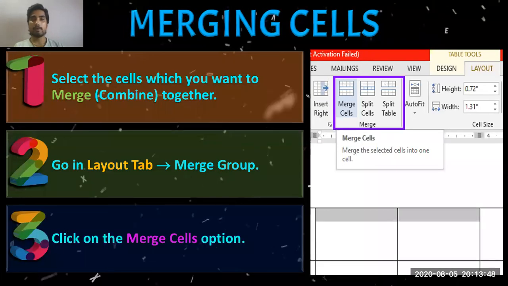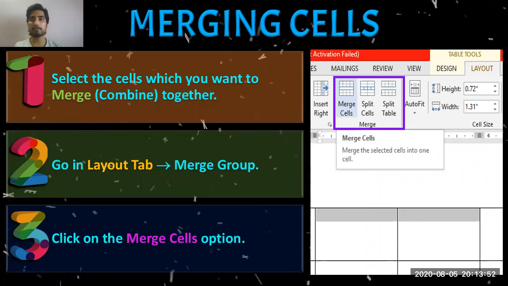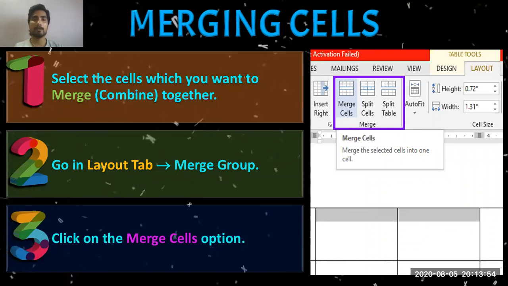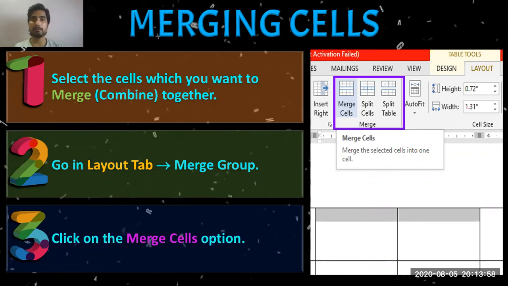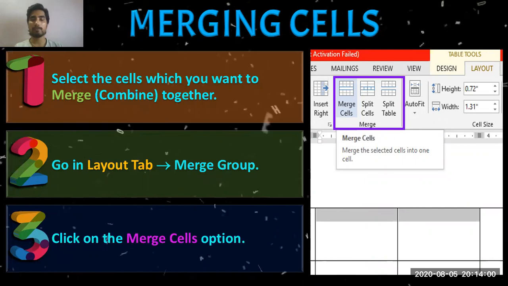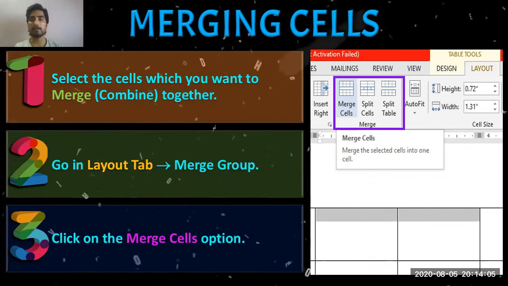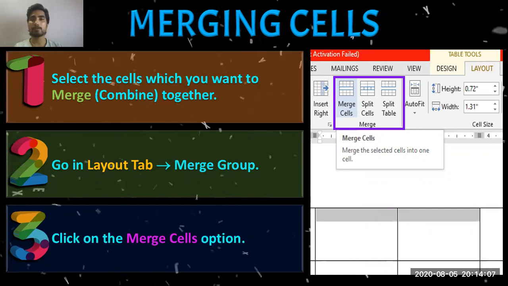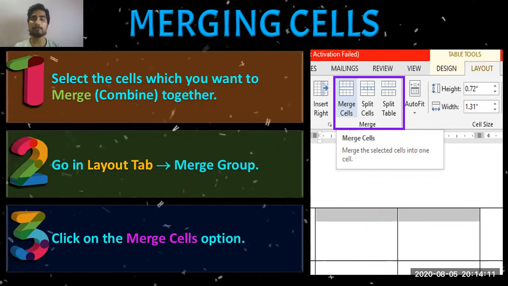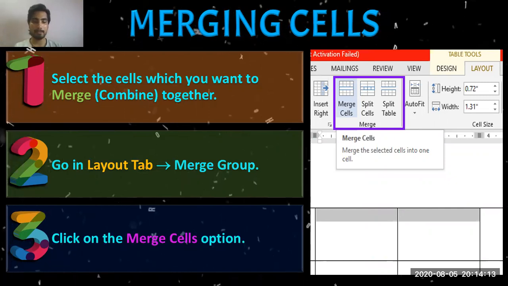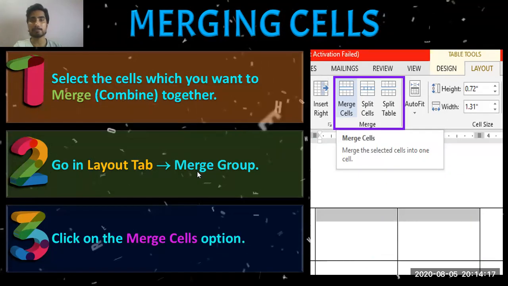The first step which you need to follow for merging the cell is to select the cells which you want to combine together. Then go in the layout tab, and in layout tab you need to go in the merge group. In merge group you will get the option of merge cells. So after selecting the cells, go in layout tab, and in merge group click on the merge cells option. The selected cells will combine together for creating a single cell. So let's see this practically on MS Word application how we can do this.